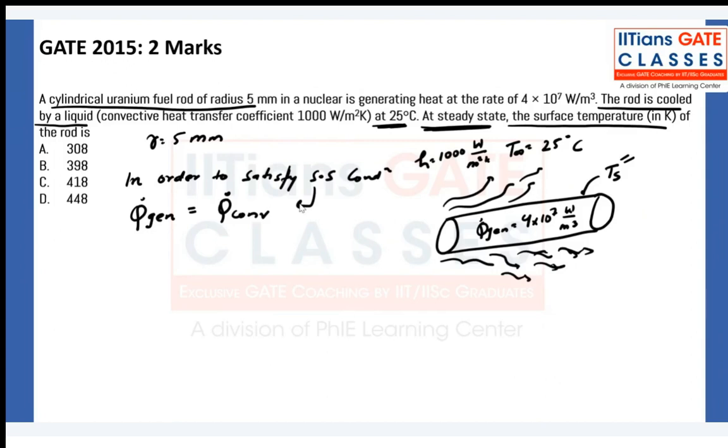Very nice. Chalo, so what is Q generation? It is 4 into 10 to the power 7 watt per meter cube, which is equal to Q dot convection. I know h A (T surface minus T infinity). Now this is in watt per meter cube and this is in watt, so I cannot solve this. I need to multiply it by volume, then only I will be able to make uniformity of the equation. Okay, so now it is watt.